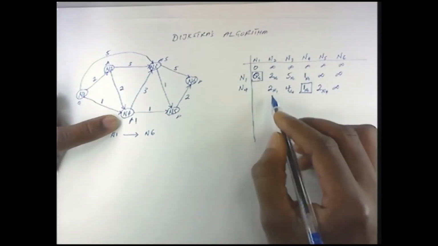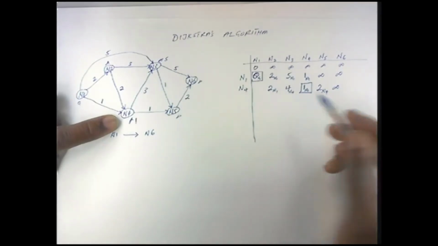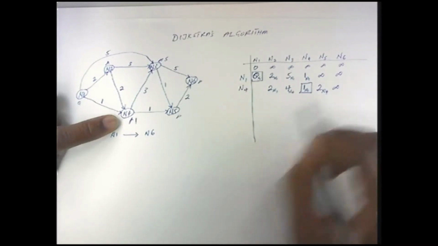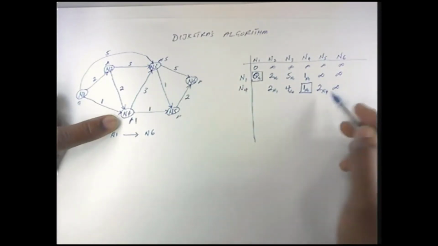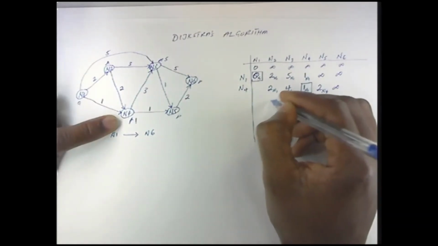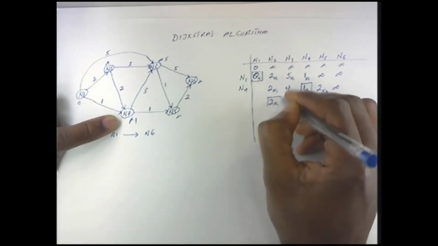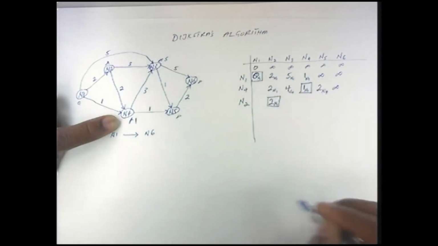Now we have the smallest value again to be 2. But you can realize that we have 2 of the 2's. Now you can pick the first one. When you pick the second one, it also works fine for you. So I'll pick the one under N2. So 2 N1. It means I've visited N2, or I'm currently at N2.